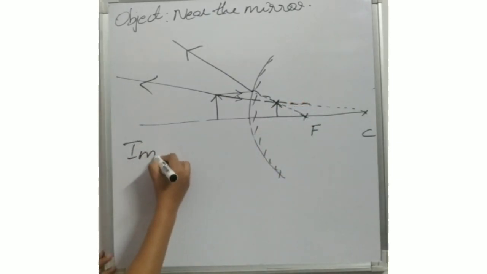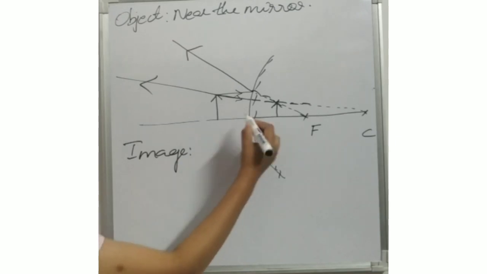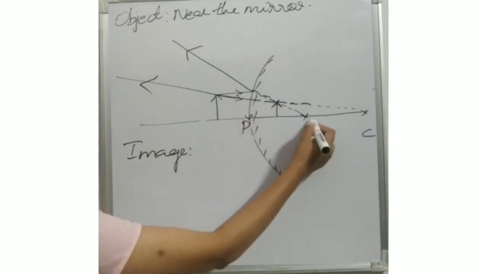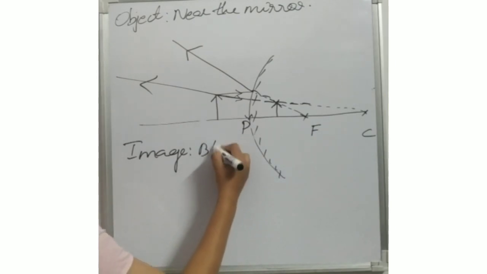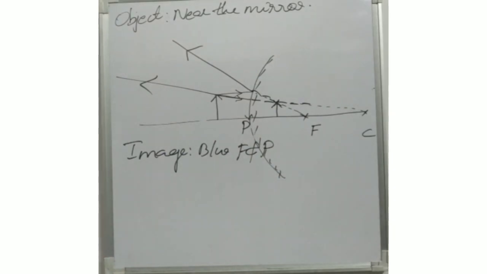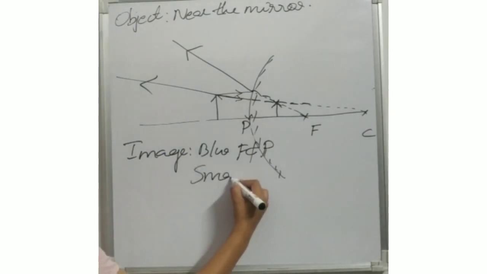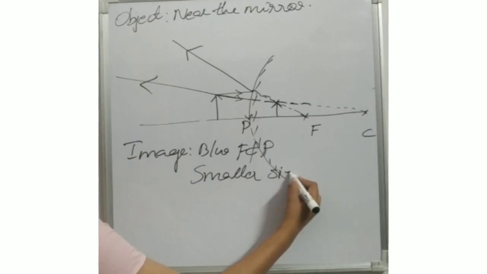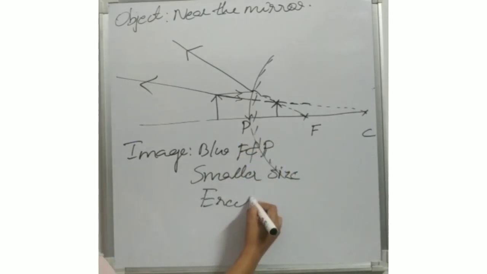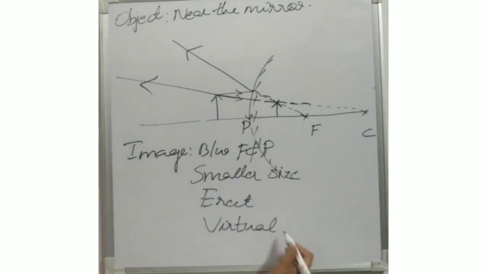The image is obtained at the back of the mirror. Otherwise we can write between F and P, at the back side of the mirror. And it is smaller in size than the object. And it is erect. And it is virtual because we got it by drawing the imaginary lines. These are the peculiarities of the images here.